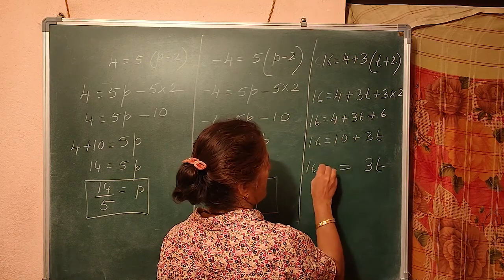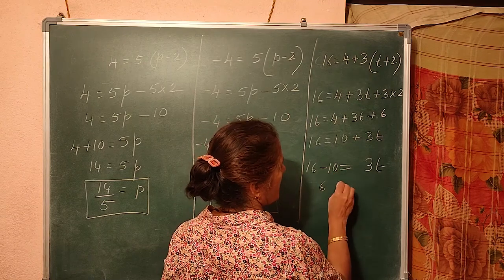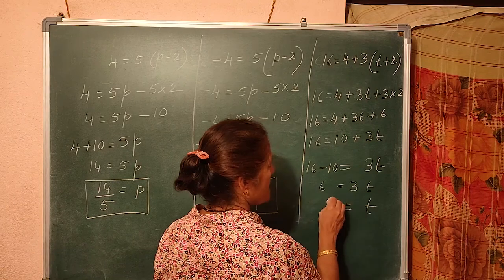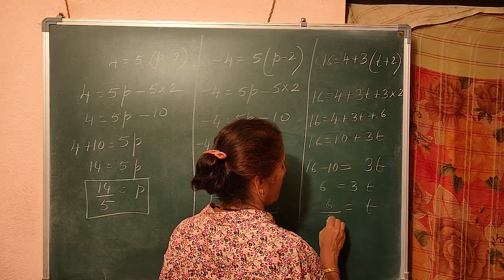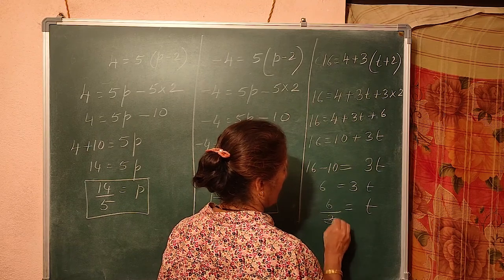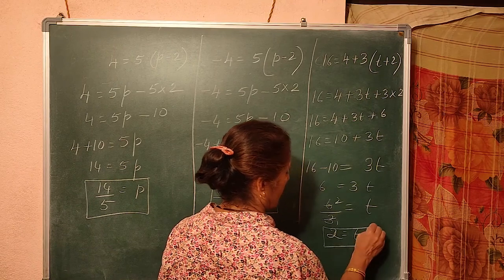10 you take that side, minus 10. 16 minus 10 is 6 is equal to 3t. So t is equal to 6 divided by 3. So t is equal to 2. 3 ones are 3, 3 twos are 6. So t is equal to 2.